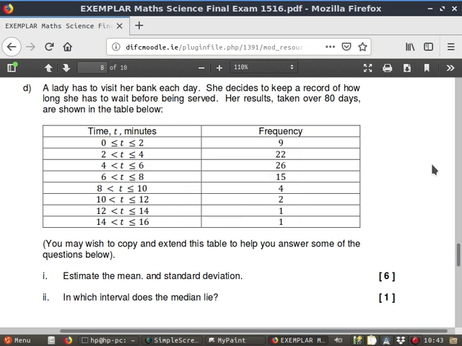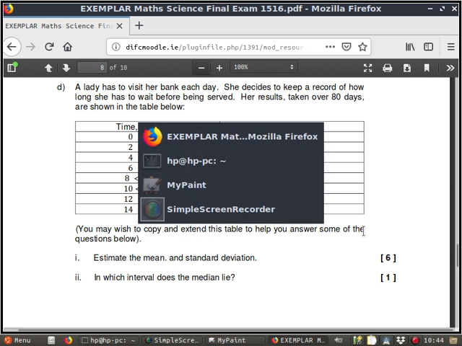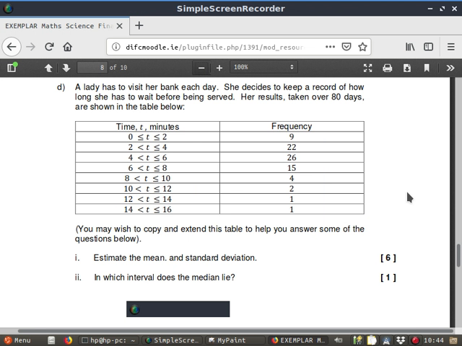Let's zoom out a little bit. Forgot to check if I'm recording. I am, yeah.